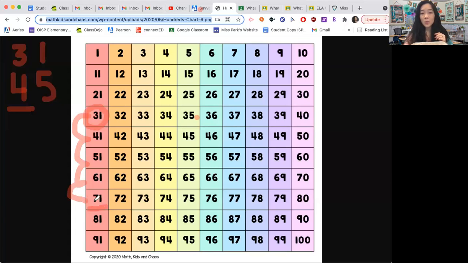Now from 71, we need to count by ones. And how many ones do we have in the number 45? 5. So let's count by fives. Ready? So we start at 71 and count on. 1, 2, 3, 4, 5. So 31 plus 45 equals 76.